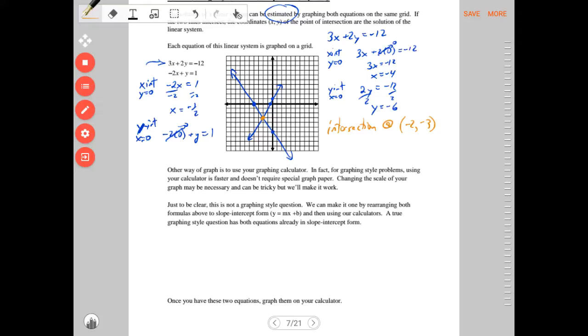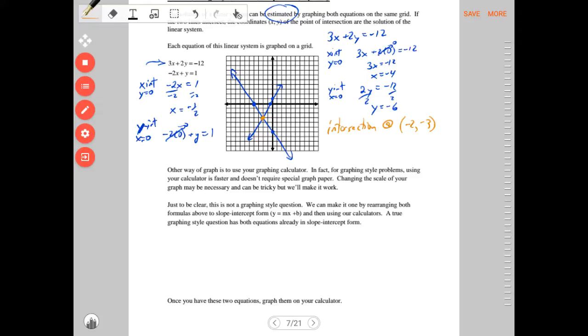Changing the scale of your calculator or your graph may be necessary, and it can be tricky, but we'll make it work. It's not that hard. Okay, just to be clear, this is not a graphing style question. We can make it one by rearranging both formulas to the slope-intercept form, y equals mx plus b, and then using our calculators. That is what our calculators graph, mx plus b.